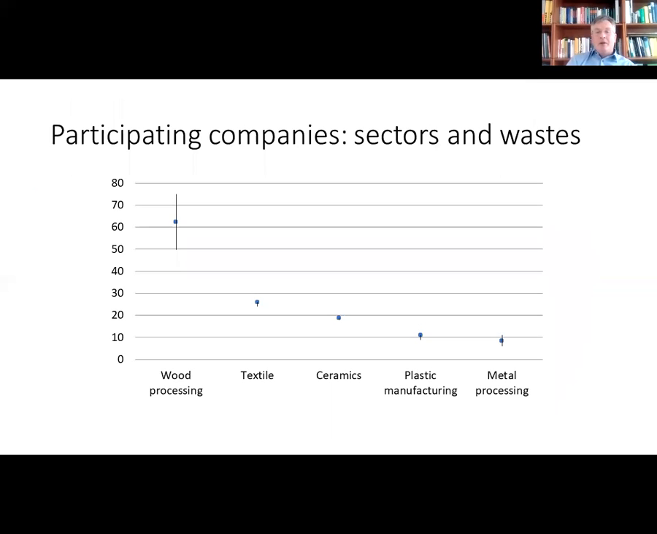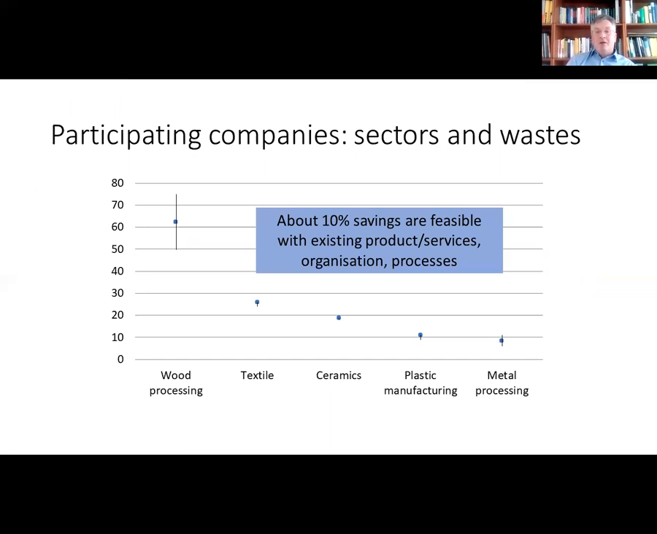Here we see the ratio of byproducts to overall material input for the sectors which were participating. In metal processing we find 5 to 7% non-productive output, whereas in wood processing we found 60 to 70%. About 10% of these could be reduced, optimizing existing product services, the organization, or processes.